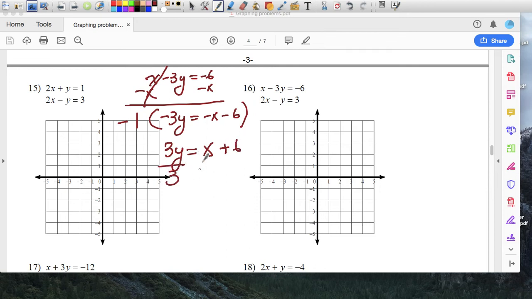Next, 2x plus y equals negative 4. Subtract 2x from both sides. Cross that out and I get y equals negative 2x minus 4. That's it. My y-intercept is negative 4. My slope is negative 2 over 1, which means 2 down and 1 to the right. So 2 down and 1 to the right.